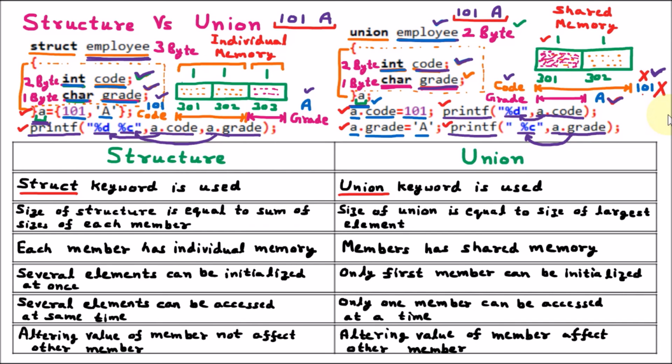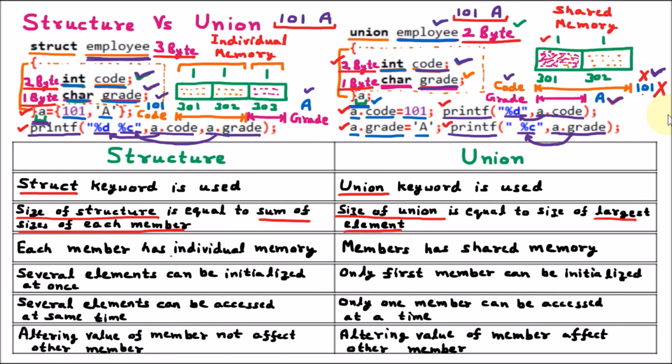Inside the structure, the size of the structure is equal to the sum of sizes of each element. So here we know that inside the structure, we have integer of 2 bytes and character of 1 byte. So their sum means the structure is of 3 bytes. But in the union, the size of the union is equal to the largest element size. So here in the union, we have integer of 2 bytes, character of 1 byte, but the largest one is 2 bytes. So here the size of union is 2 bytes.